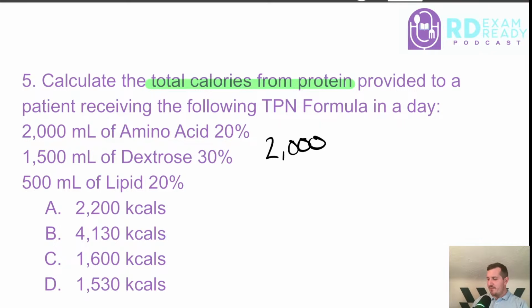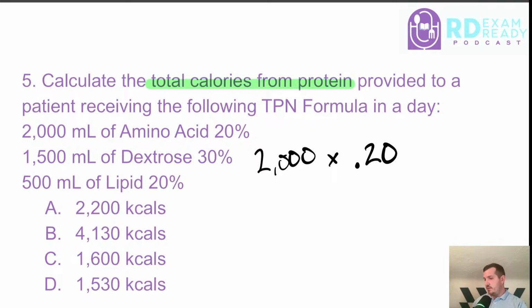It's the process I recommend every student and every dietitian use if you're going to calculate TPN formulas. You're going to take your total volume and multiply it by the concentration of that total volume. So that would be 2,000 times 0.20. Excuse me, Zach, you've got to do your units. Milliliters: 2,000 milliliters times 0.20.